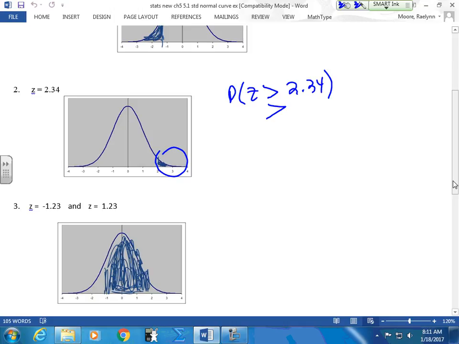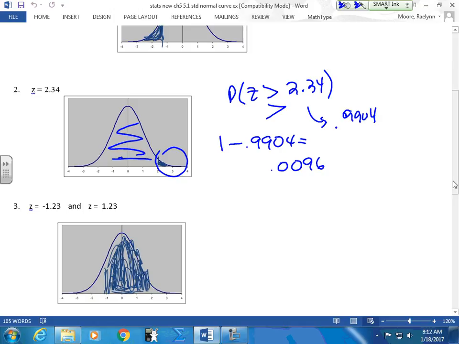Now, when I look this up, this is a really large number. And I say, could that possibly be 99% of my curve sitting in that little spot? No. Where is my 99%? On the left. So therefore, you have to say 1 minus this. Makes sense out of your curve. Isn't that a lot smaller? 0.0096 is less than 1% of your curve.